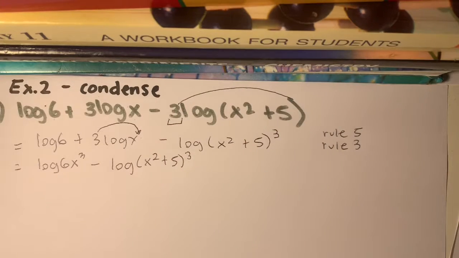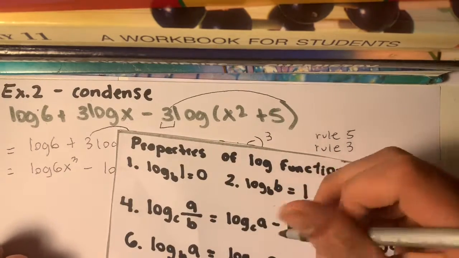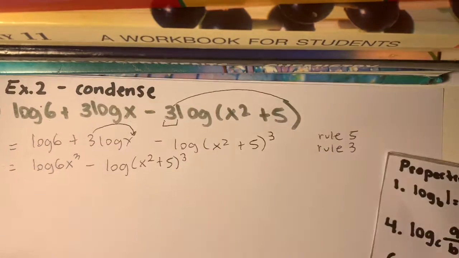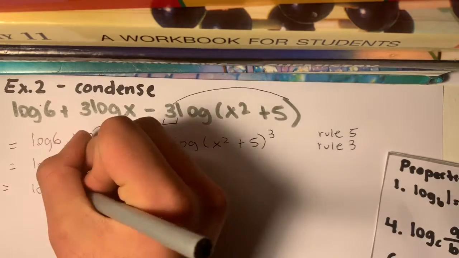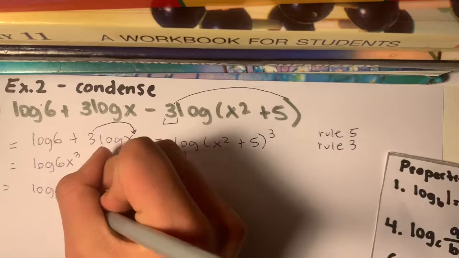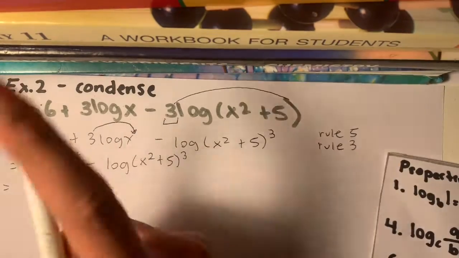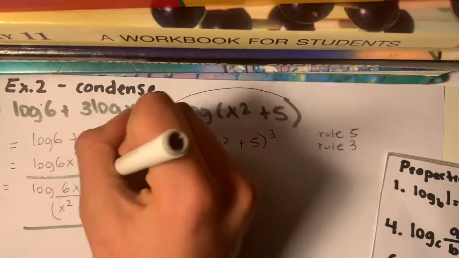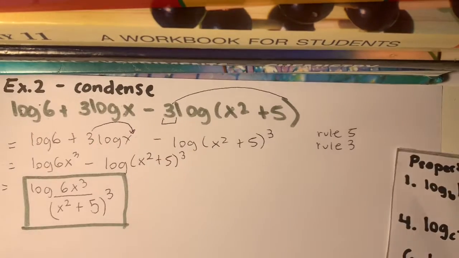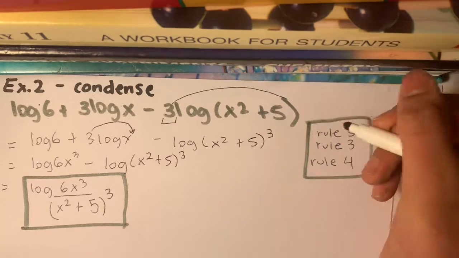The last step we're going to be using is rule number 4, which is the dividing. I know that because it's subtracting, it's going to go under. So it's going to equal log of 6x cubed divided by (x squared plus 5), with the 3 at the top. This is going to be our answer right here. We used rule number 4 at the end. So these are the 3 rules that we ended up using: rules 5, 3, and 4.